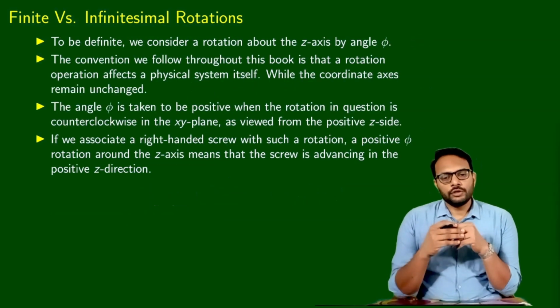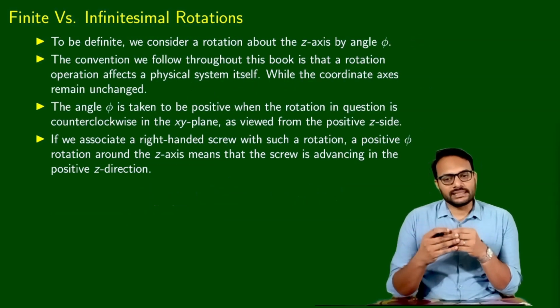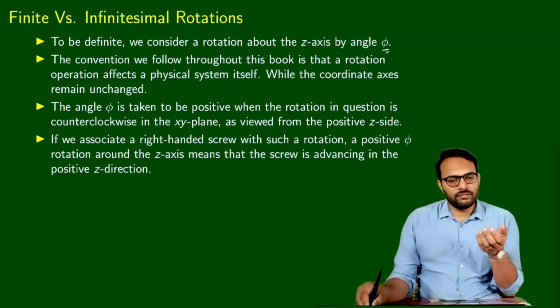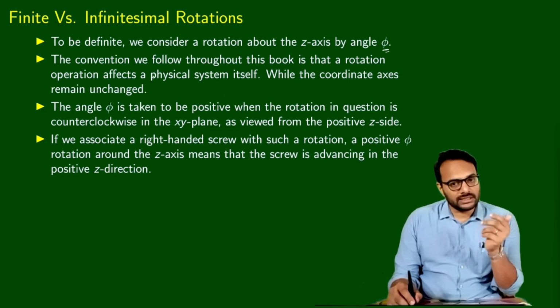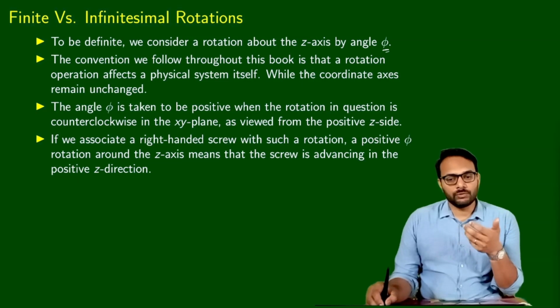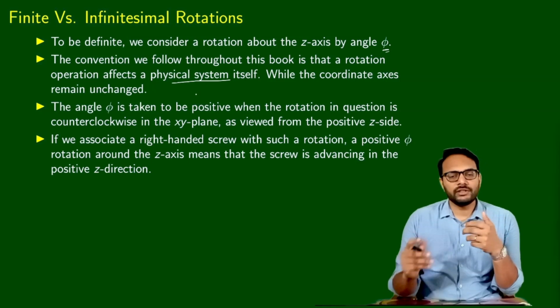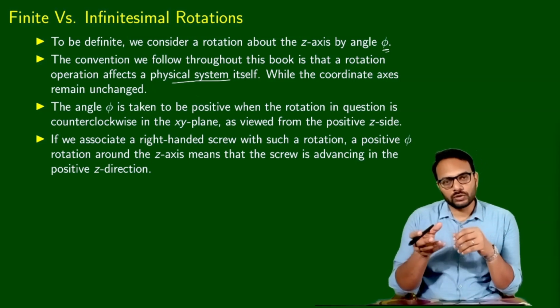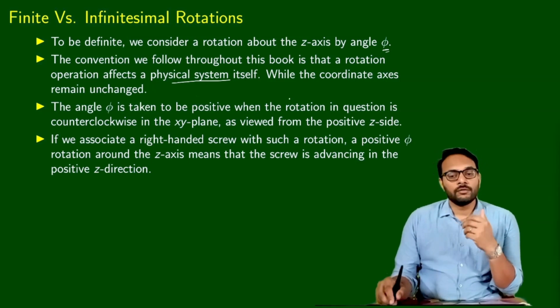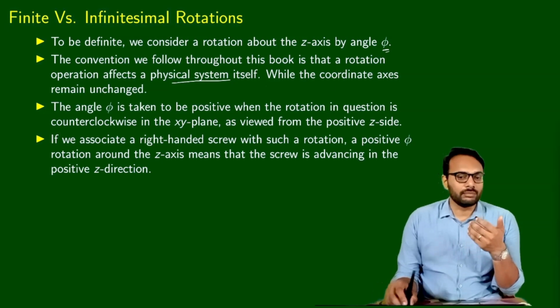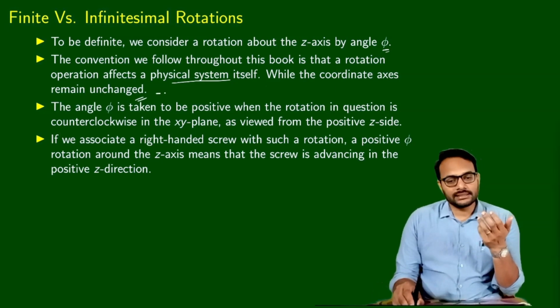To be definite, let's consider a rotation about the z-axis by an angle phi. Before we go into that, let's have a word on the convention that we follow. In the convention that we follow, a rotation operation affects the physical system itself. So when we talk about a rotation, we are talking about rotating the physical system. The coordinate system itself remains unchanged. In literature, this viewpoint is often referred to as the active viewpoint of rotations.